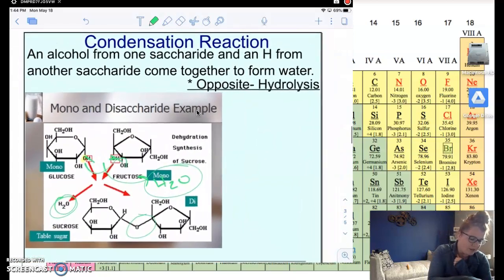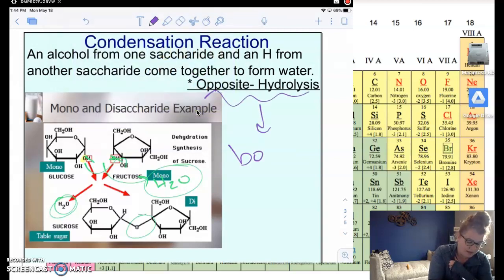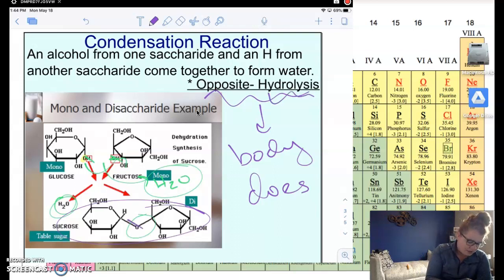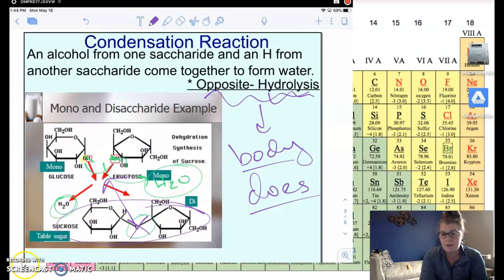And then the opposite of this reaction is called a hydrolysis reaction. And that's actually what our body does. So when you consume a polysaccharide or a disaccharide, your body has to break it down in order to absorb it. It needs to be in its monosaccharide form for our body to use and digest it. So if your body digests a disaccharide, it does hydrolysis, breaks it apart, and basically does the opposite of this reaction. So condensation reactions are how these are made, and hydrolysis reactions are how these are broken down. And our body does the breaking down, so then we can absorb the monosaccharides.